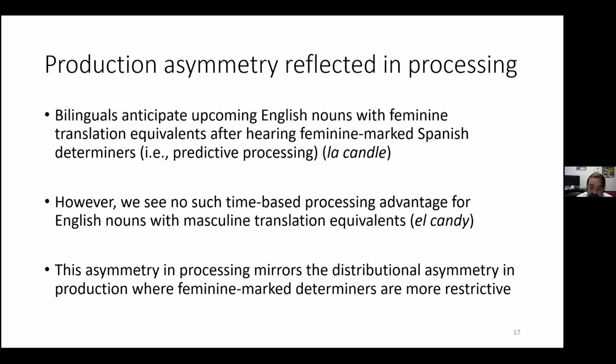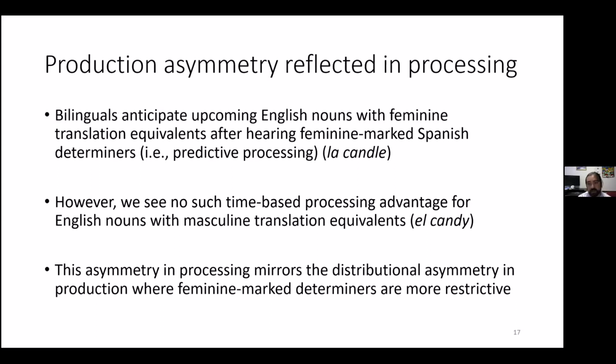And this asymmetry that we documented in production was reflected in comprehension. The way that we studied this was with a visual world study, very similar to that Altmann and Kamide design. It was even simpler, actually. So we essentially just presented two objects to the participants, and either the two objects belonged to the same gender class in Spanish or they did not.